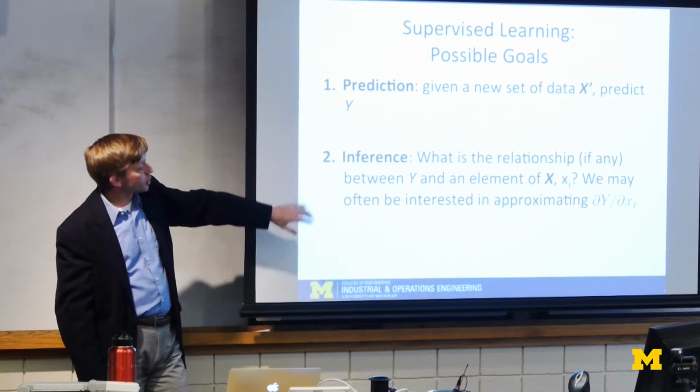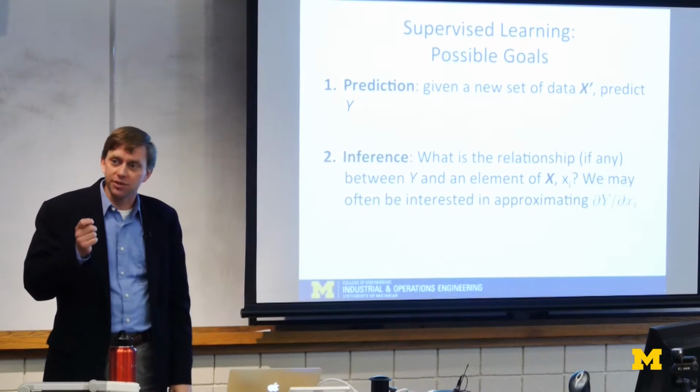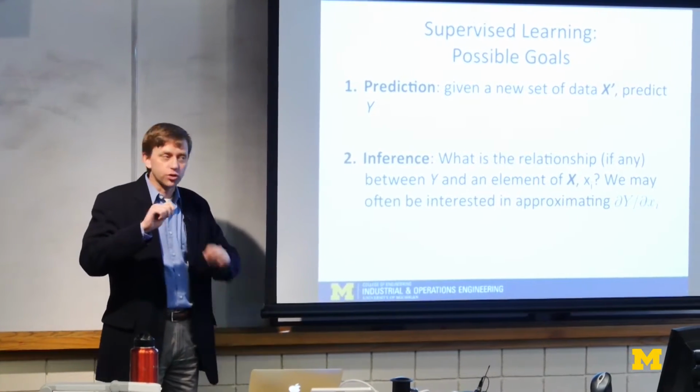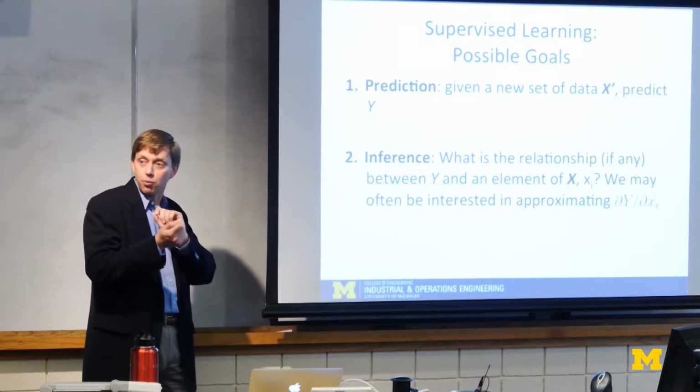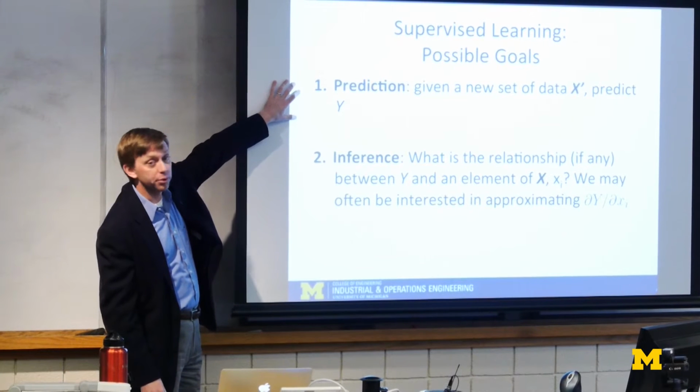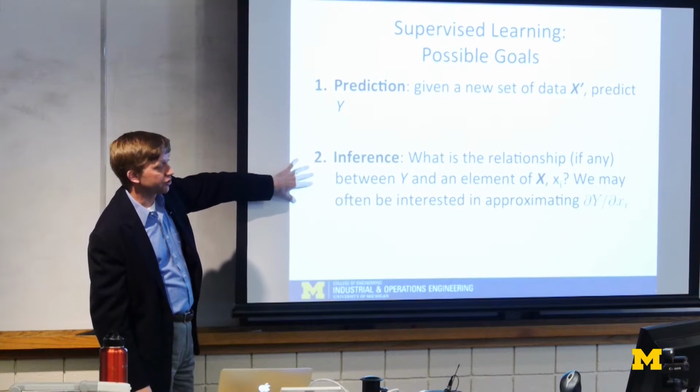On the other hand, we also have inference, which is more about what are the relationships, if any, between the various elements of x and y. That is, we're trying to understand the system. Sometimes we want to do both. Preferably, we want to be able to do both. Sometimes we care a lot about prediction. Sometimes we care more about inference.